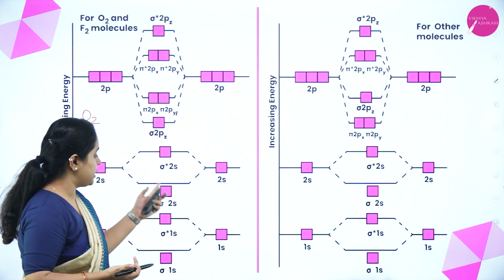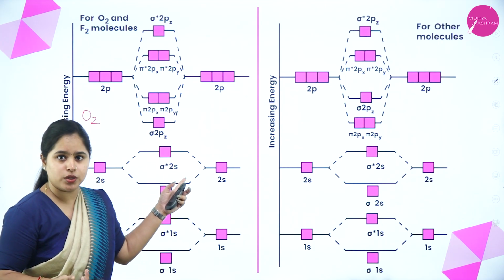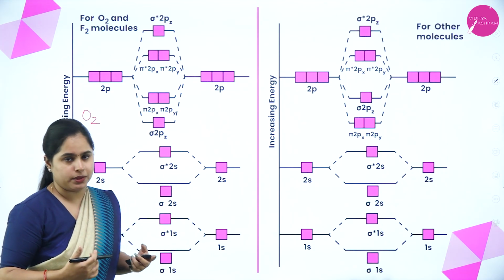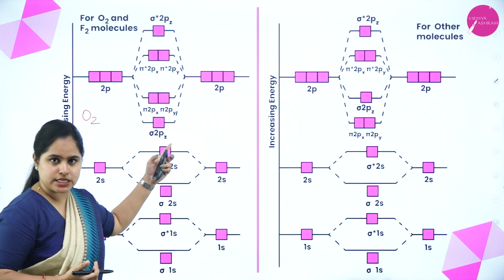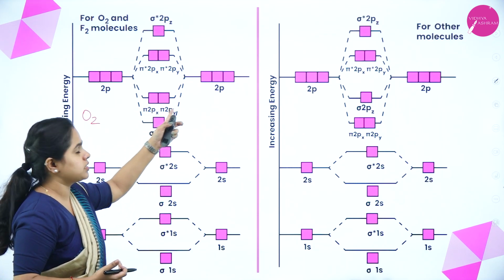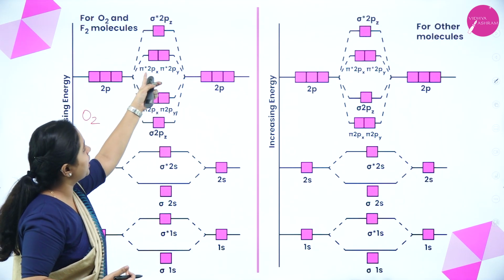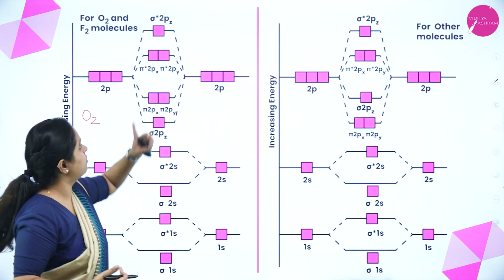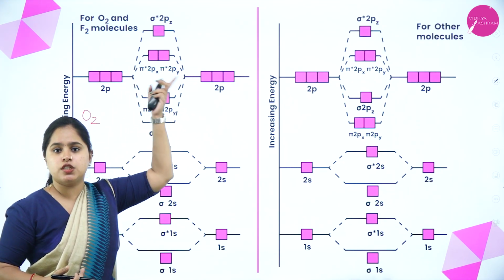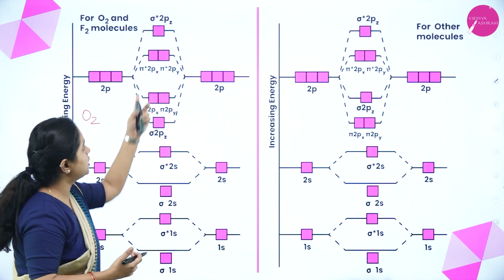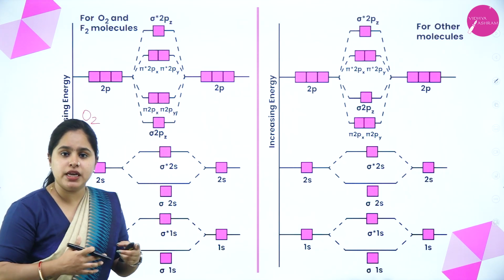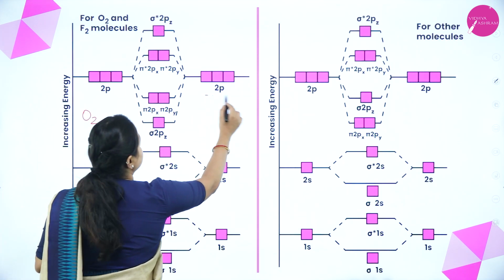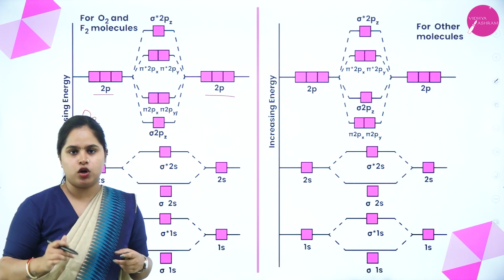Then sigma 2s and sigma star 2s are formed from the 2s orbitals. Then sigma 2pz, then pi 2px equal to pi 2py, then pi star 2px equal to pi star 2py, and the highest energy is for sigma star 2pz, which comes from the combining of atomic orbitals 2p and 2p of the oxygen atoms.